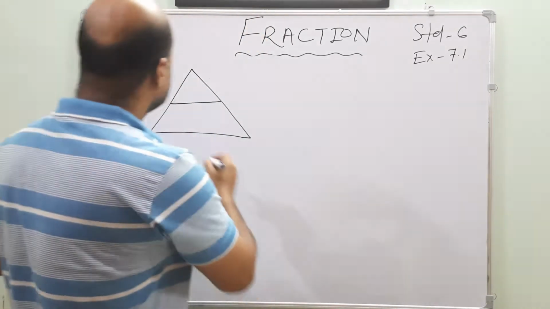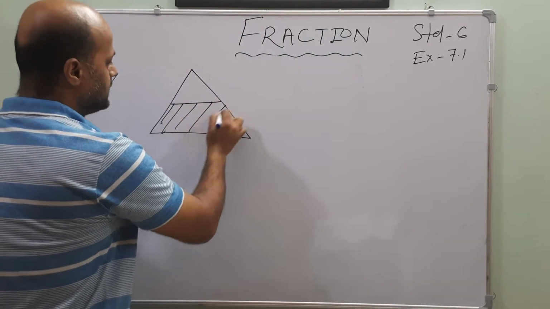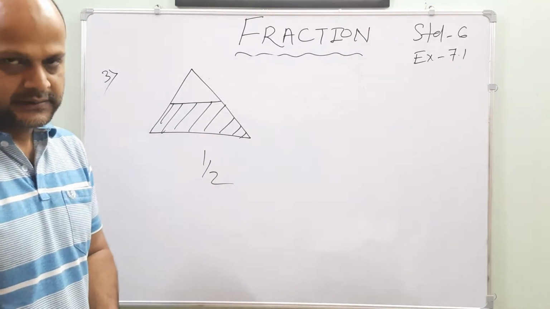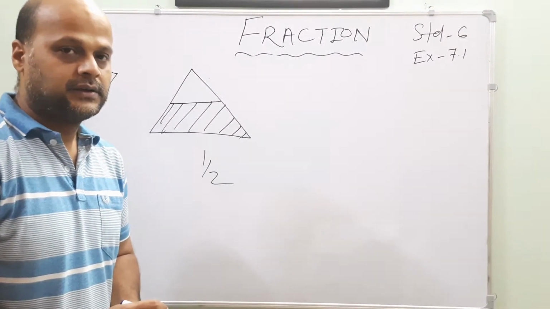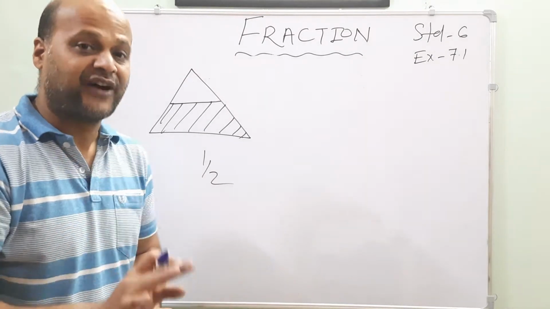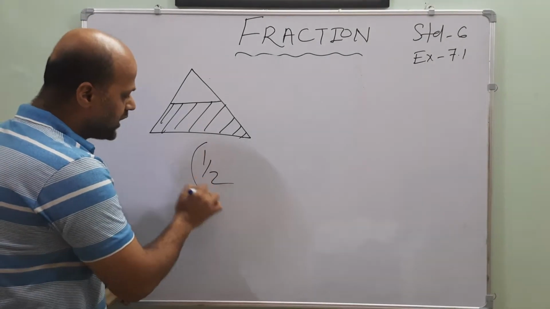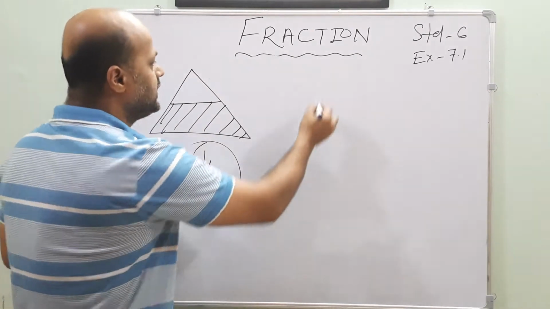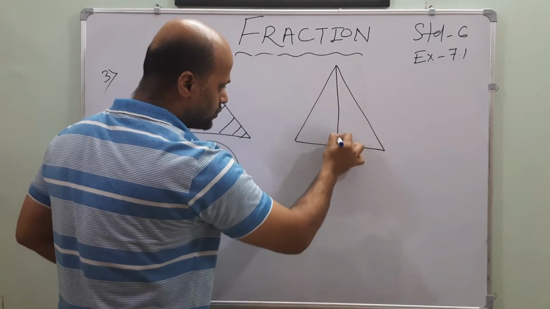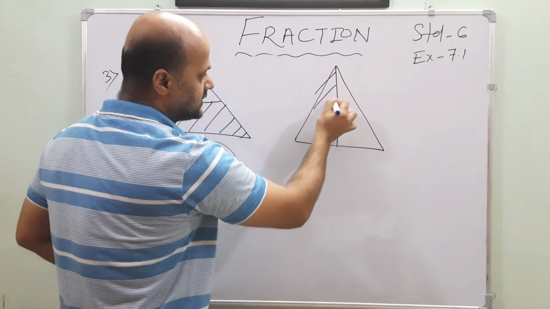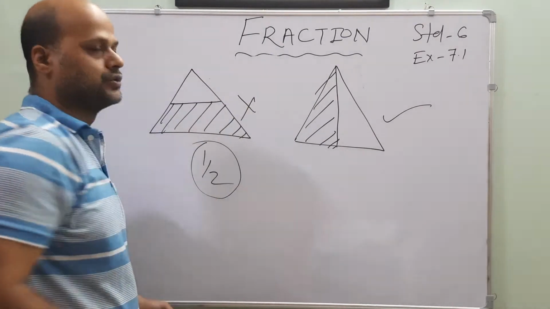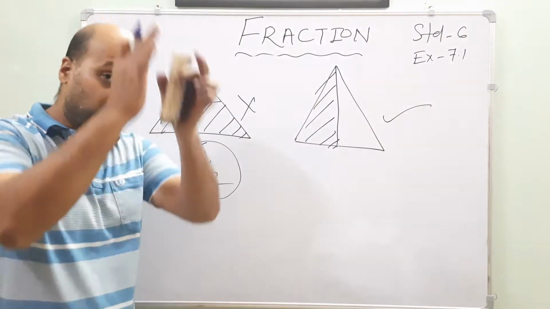And saying that it's correct, and written as half. Is this correct, my dear friends? Think and tell me. Some of my friends are saying yes. No, it is not. Why? Because half means what? Equally divided. Equally means the correct one is like this, from the center to this one. This is the answer. This is the correct one. This is the wrong one. Understood? Okay. Equally you have to divide.